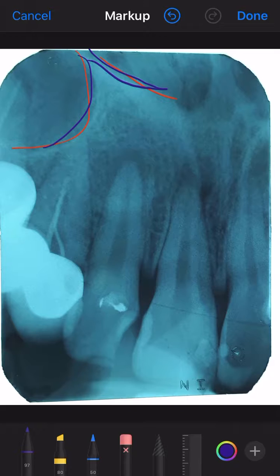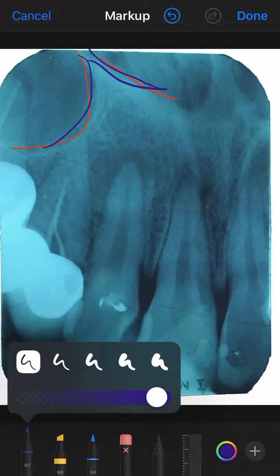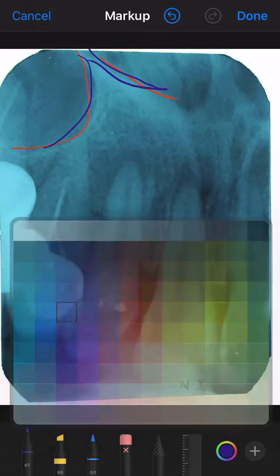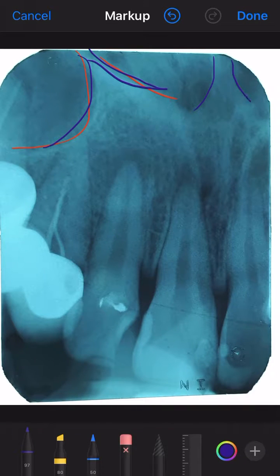Nasal septum. Yes, that's the nasal septum. Intermaxillary suture, yes. Incisive foramen. No, that's not the incisive foramen. Maybe we should think again. Generally, it's between the roots of the two central incisors. So, yes, that's the incisive foramen. Very good. Any other? Have we left out anything else?